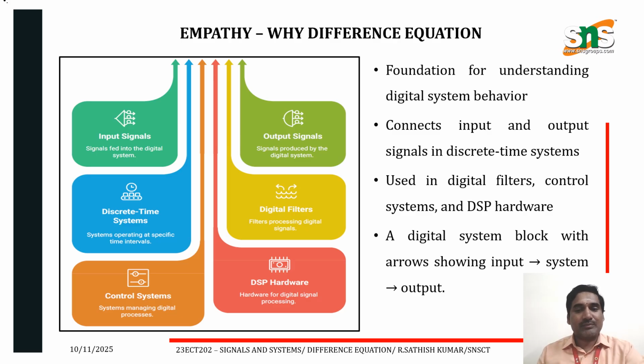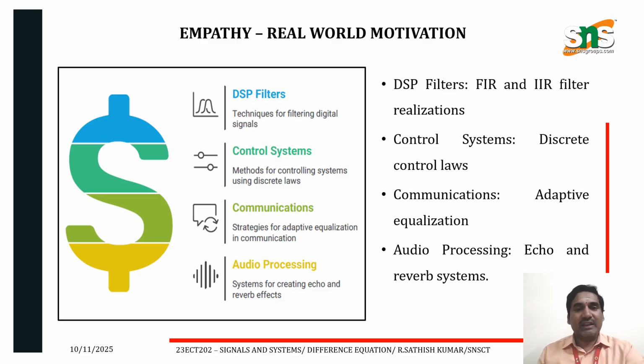Why it is a system: blocks with arrows showing input, the system, and output. That is nothing but excitation. Next one, empathy. Difference equation can be applied with real world motivation.